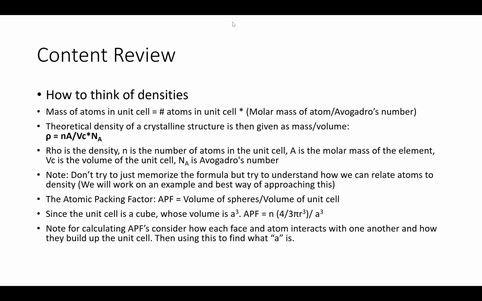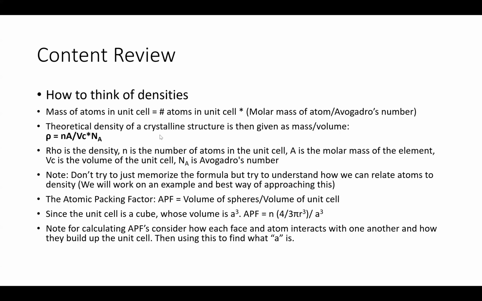So these are some notes I made on how to think of densities. The mass of atoms in a unit cell is equal to the number of atoms in the unit cell times the molar mass of an atom over Avogadro's number.